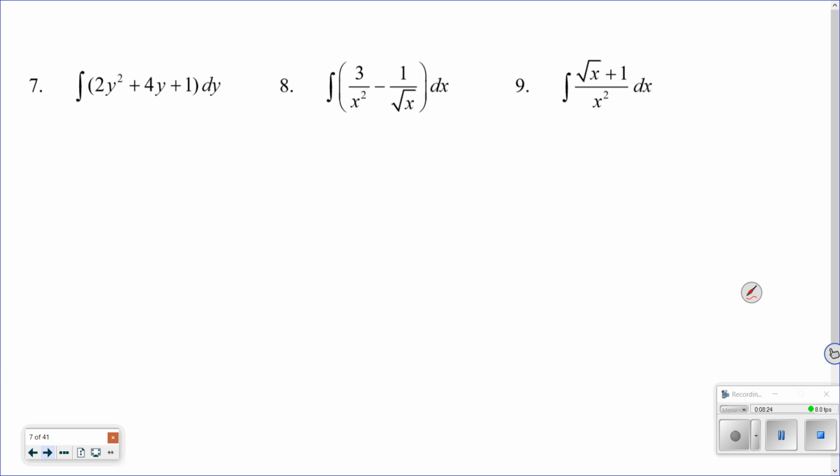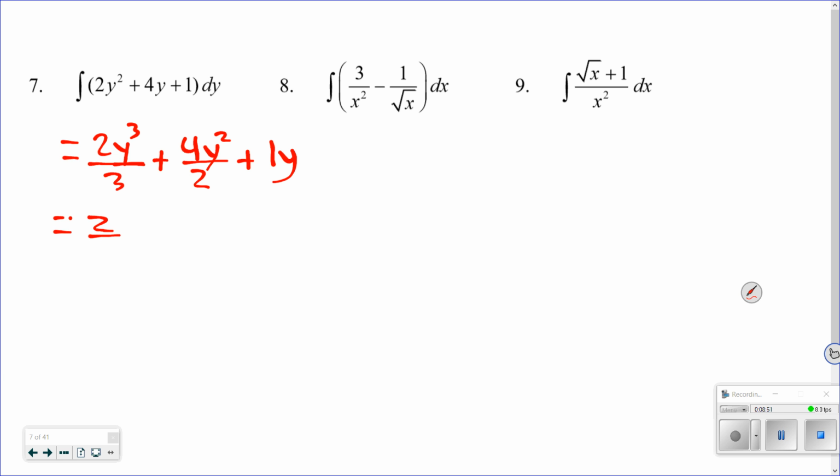So number 7, again, you can do each piece separately. I don't care if you rewrite it separately. You can do it all at once if you want. So if I integrate 2y squared, I add 1 to the power and divide by the power. 4y, again, I add 1 to the power, so it'd be 4y squared and divide by the power. And the 1's a constant, so when I integrate it, it would just be 1y. Let's do a little bit of simplifying. So I get 2/3 y to the 3rd. 4 divided by 2 is 2.